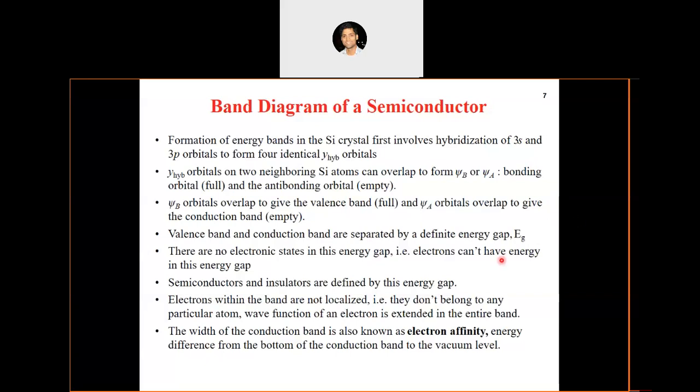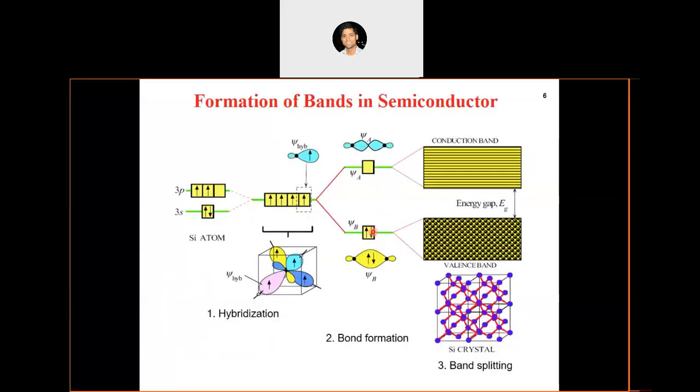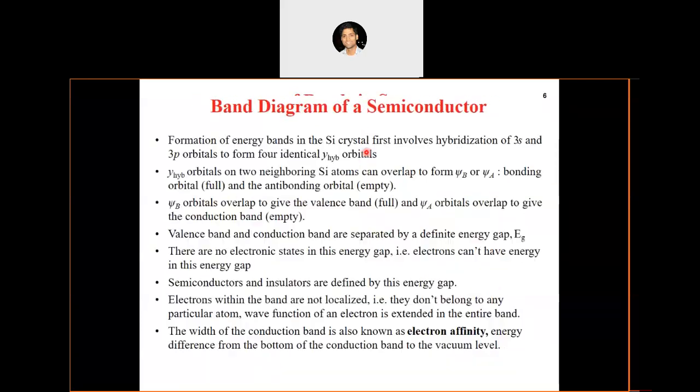Okay, so let us go through these points. Formation of energy bands in the silicon crystal first involves hybridization of 3s and 3p orbitals to form four identical hybrid orbitals. This should be psi, I will correct that. Hybrid orbitals on two neighboring silicon atoms can overlap to form bonding orbitals. Psi b is the bonding orbital, and psi a is the anti-bonding orbital. Bonding orbitals are full and anti-bonding orbitals are empty, as you can see in the previous figure here also.